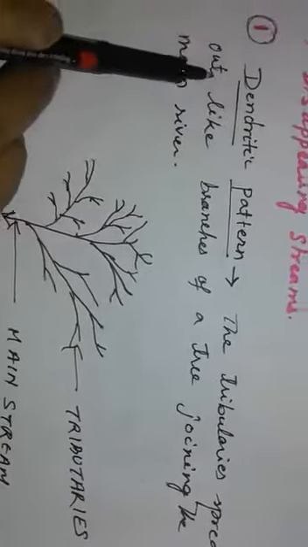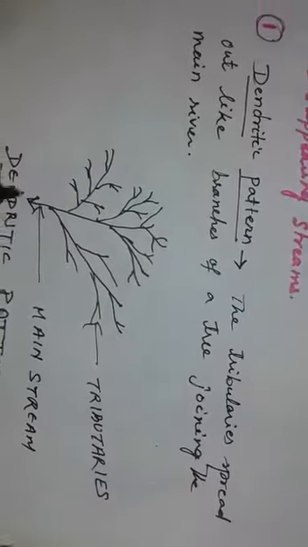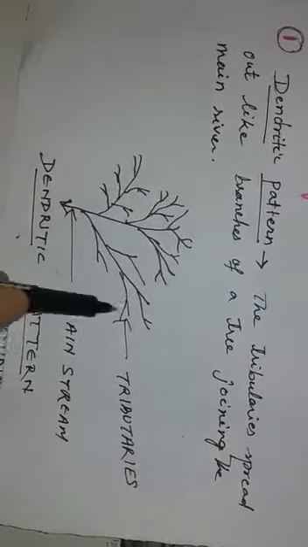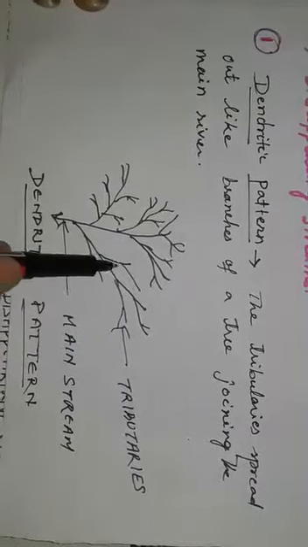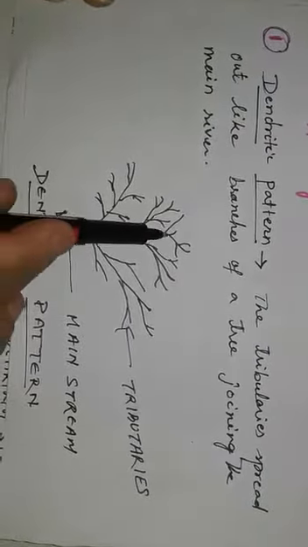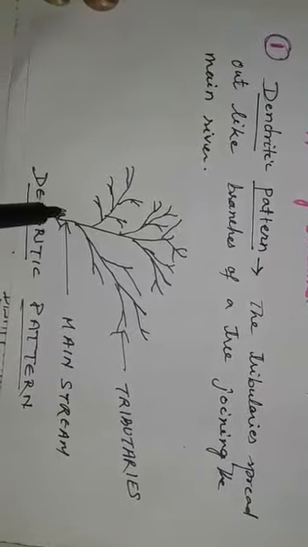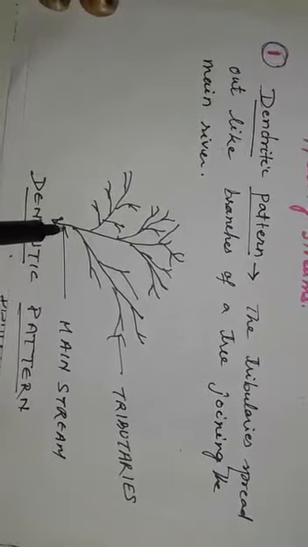First one, dendritic pattern. See children, just like a tree it is appearing over here, with its branches and sub-branches like this. So this line where the arrow mark is given over here, this is the main river.